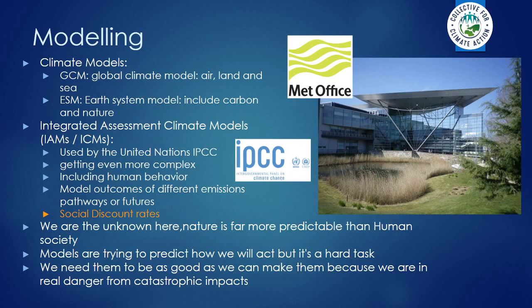So one thing we try to do is model all these processes to understand how they work, and also to understand what's going to happen in future. We've got different types of climate models. The first ones were global climate models, where they modelled air, sea and land and how they interacted with each other. And then they built in the biological system to see how carbon moves through the system in Earth system models. So they're just like a beefed up version of a global climate model.